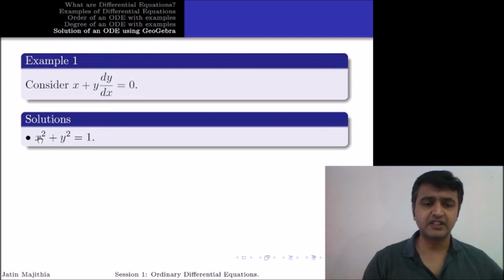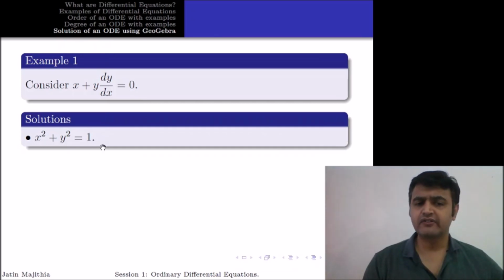So here if I differentiate, the derivative of x square is 2x, and the derivative of y square is 2y into dy by dx, by the chain rule we apply, equal to 0. And when I divide by 2, I get the given differential equation. So this is the solution of this differential equation. So what is the solution curve? A circle of radius 1 with center origin is the solution curve in this case.